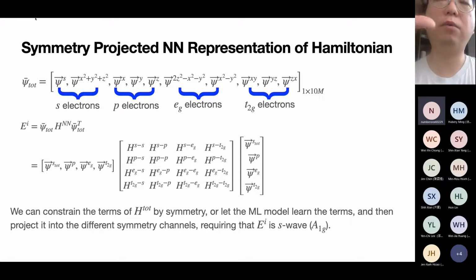This will be our orbitals or our wave function, and then the next thing we need to construct is our Hamiltonian H, and the H will be block diagonal. Then we'll have an HSS block, which is interactions between the S electrons, HSP, which is interactions between the SP electrons, and then the SEg, ST2g, and so on and so forth. So all of this will become block diagonal, and then we can construct each of these blocks one by one.